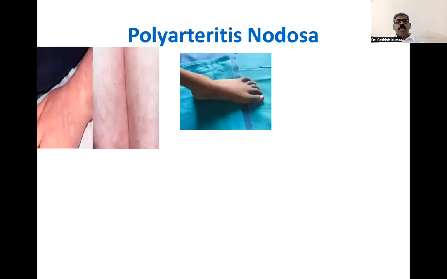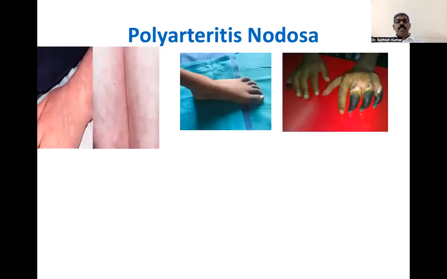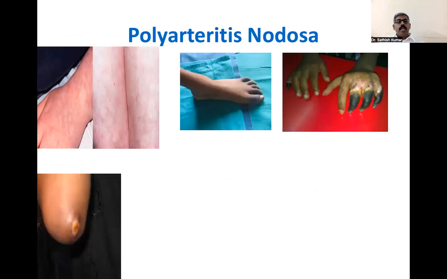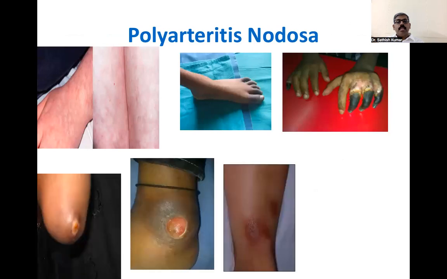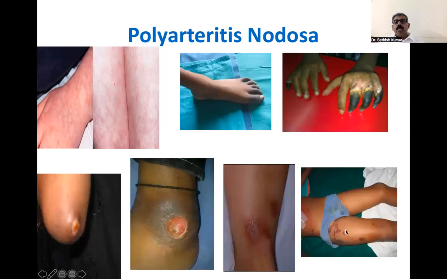So in polyarteritis nodosa, livedo reticularis rash, they present with gangrene. They can have non-healing ulcers. They can have subcutaneous nodules. And they also have cutaneous skin infarcts as a form of presentation.